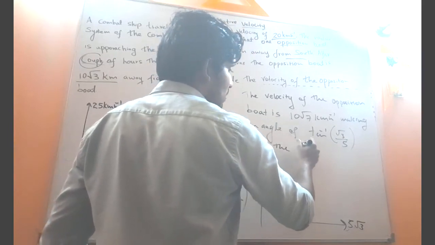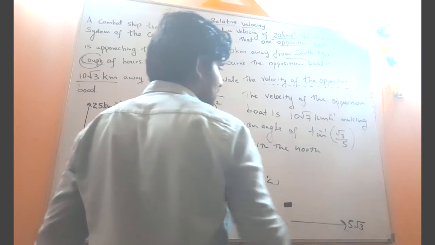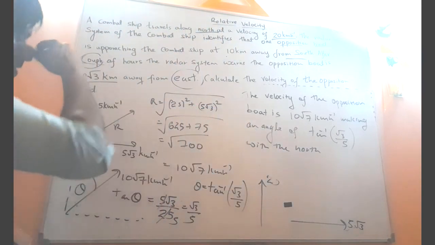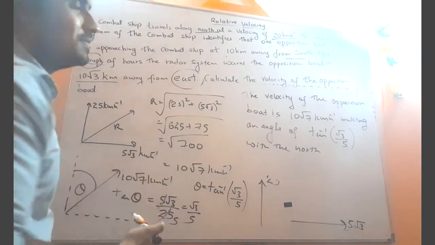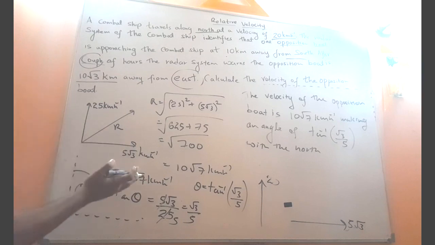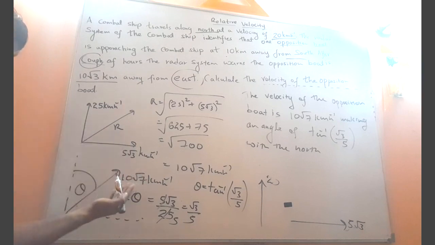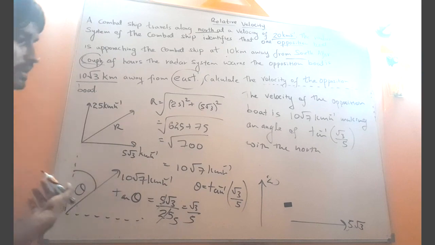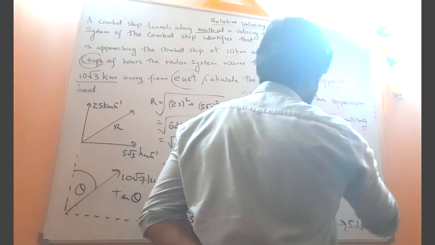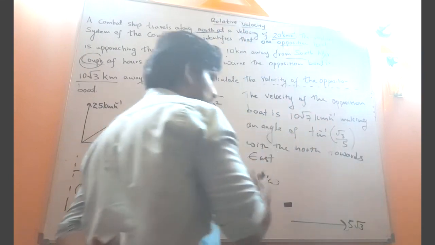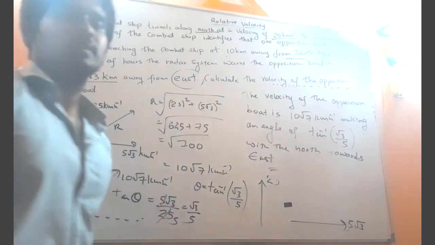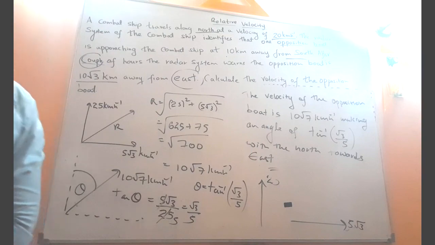with the north towards east. Because if you are going to specify the angle, we have to say it as making an angle theta with the north towards where, towards the east side or the west side, you have to specify. That means with the north towards east, because you know that this side is east. So this is the answer. That's all about the relative velocity type problem.